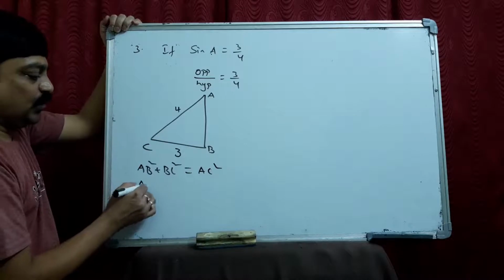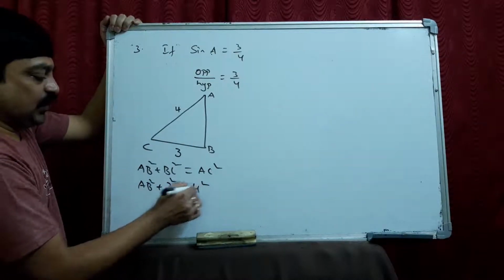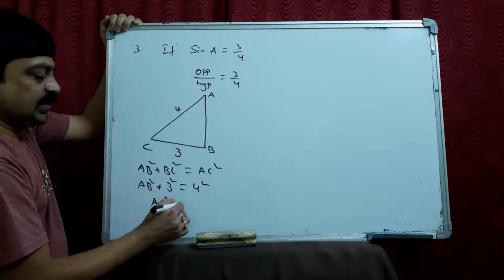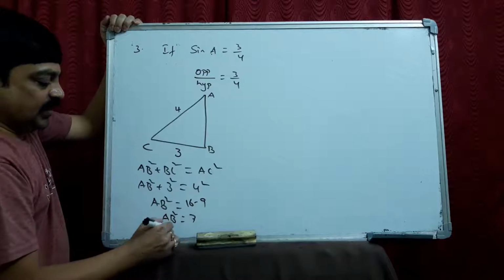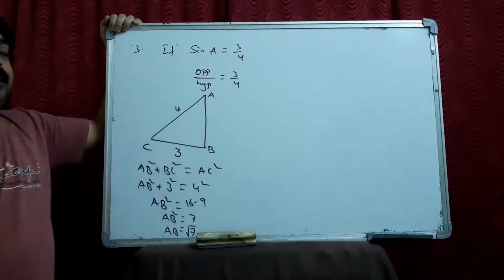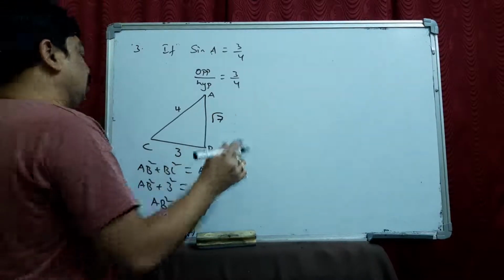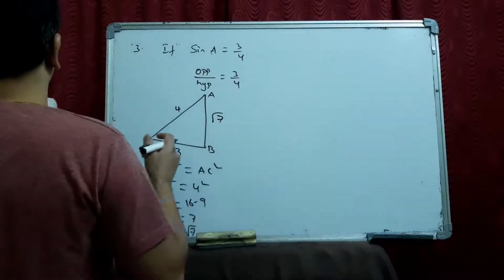We don't know this. So let us find out this using AB square plus BC square equal to AC square. AB square we don't know. BC square 3 square. AC square 4 square. So AB square is equal to 16 minus 9. AB square is equal to 7. AB is equal to root 7. We got root 7. After getting root 7, what did they ask us to find out? They asked us to find cos A and tan A. Okay.